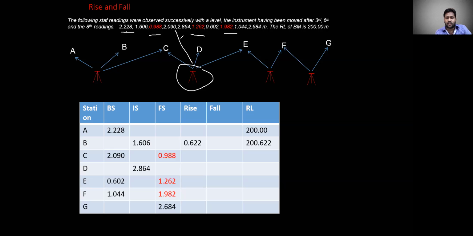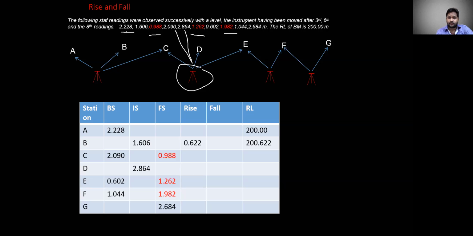Again, without shifting, we have taken an observation, so it is an intermediate sight. Next, before shifting, you have taken the observation, so it is a foresight. Like that, the values have been entered here. Backsight, again backsight, and then you have shifted the instrument, so that is a foresight. Again we set up the instrument and take the value, so that is a foresight, again backsight. Your last value is a foresight, that is 2.684. Those are the values we have entered in this tabular form.